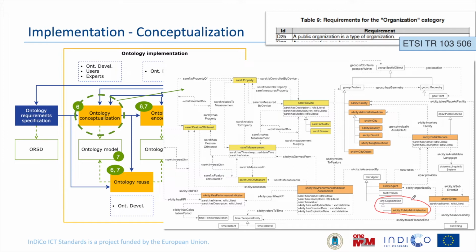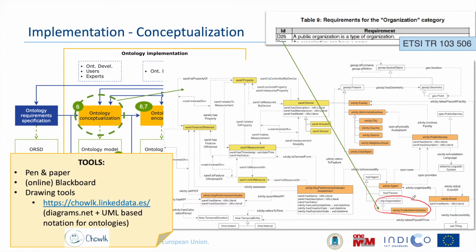We will do the same for all the concepts and all the properties that appear between the concepts. For doing so, we could use pen and paper. We can write on paper physically, or we can use blackboards that could be also physical, or online blackboards or whiteboards. We can also use drawing tools such as diagrams.net or others, so that we can also generate these diagrams in a collaborative way. In addition, by using the Chowlk notation, we can also use the Chowlk service to transform these diagrams to a first version of OWL code.